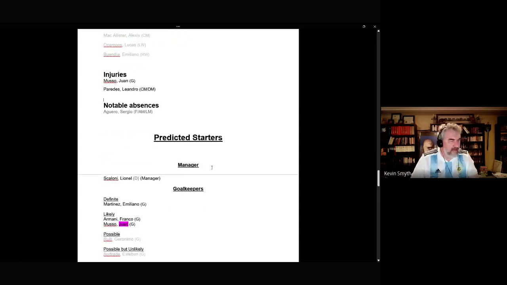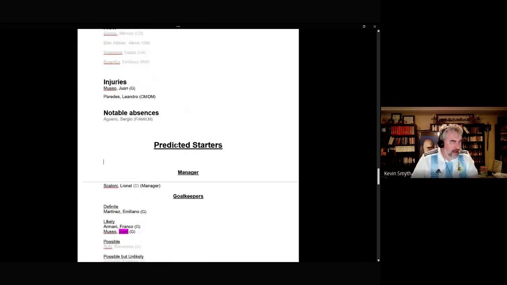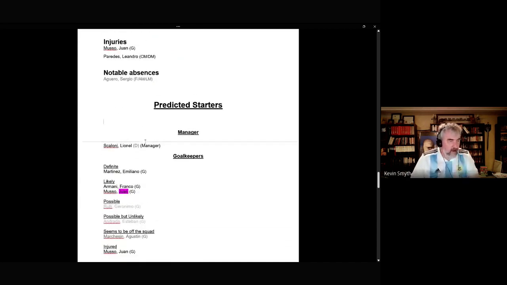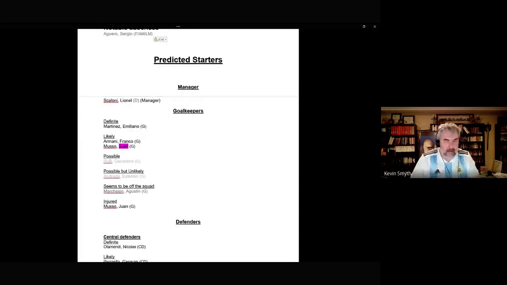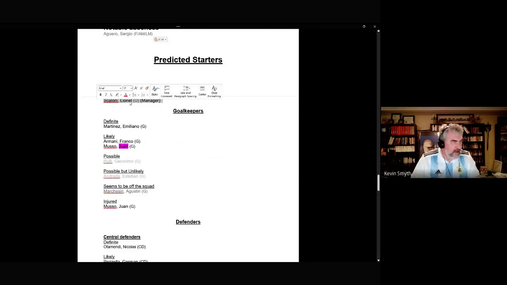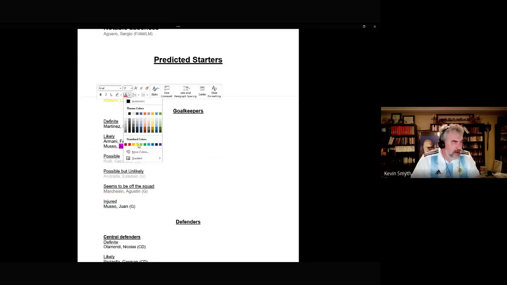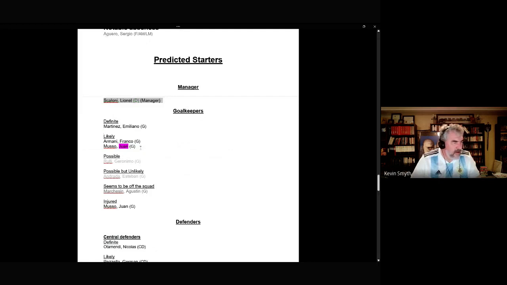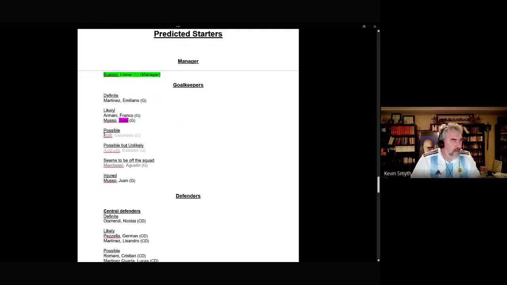All right, well, the last thing we're going to do is predict the starters. I'll go through the list we made in the player-by-player and talk about who I think is going to start. So Lionel Scaloni is the manager. We think he is a definite starter. I have to find the right color here. Lionel Scaloni will lead them through the Cup.